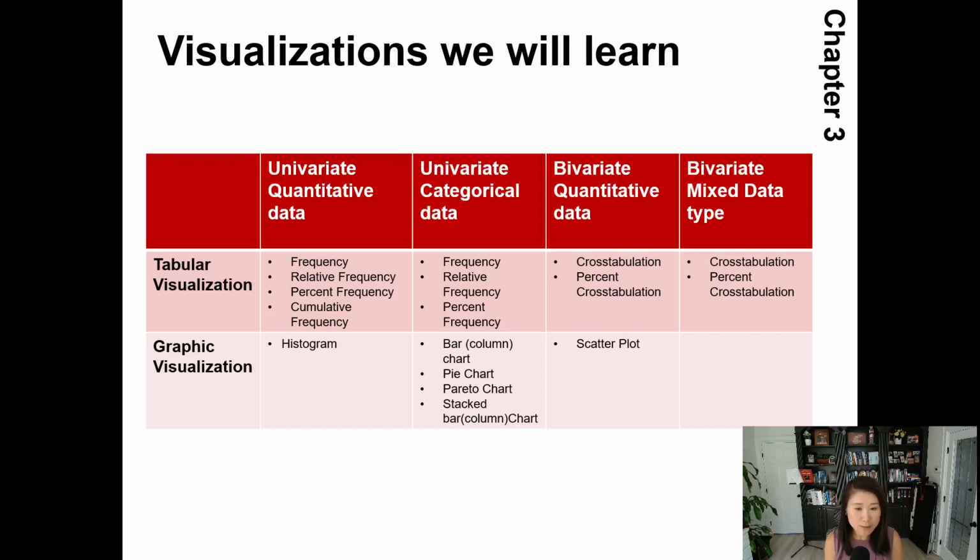If your data is categorical data with only one variable, and you want to develop a table to summarize the information, you can use frequency, relative frequency, or percent frequency. If you want to create a graph, the methods we're going to learn in this class include the bar chart. In Excel, it is also called a column chart, so the bar chart and the column chart mean the same thing in Excel. Or you can create a pie chart, or a Pareto chart.